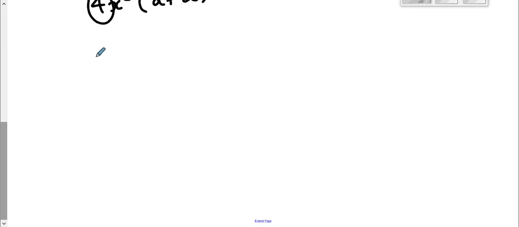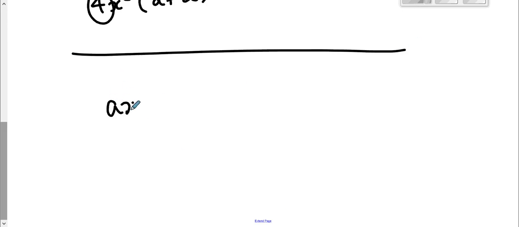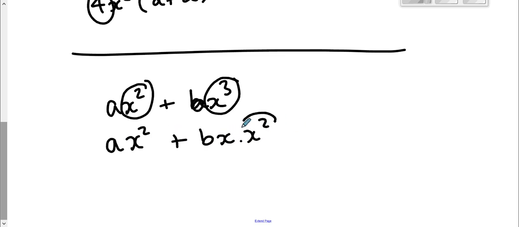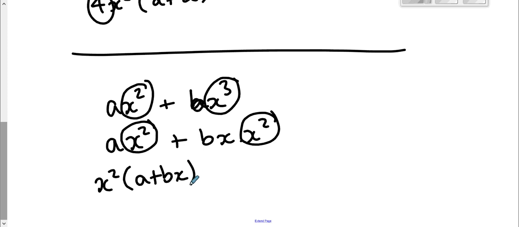So let's have a look at another one. Let's say you had ax squared plus bx cubed. We can see here we've got an x squared and an x cubed in each term. Now it's not entirely obvious looking at that these are the same thing, but what you potentially could do is say, well, that's x squared plus bx times x squared, and now because x times x squared is x cubed, you can take x squared out as a common factor, leaving a plus bx.